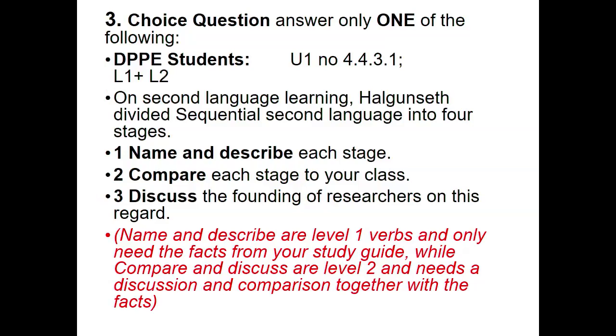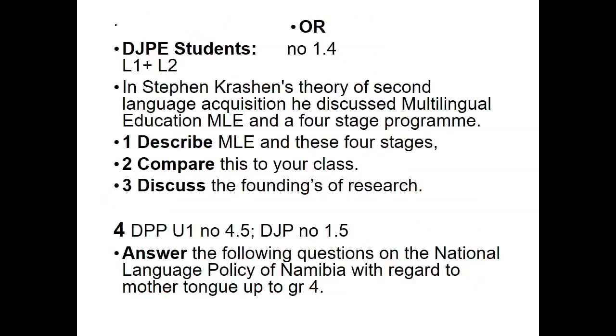Name and describe are level 1 verbs, and only the facts are needed. Compare and discuss are level 2 verbs and need a discussion and a comparison together with the facts. If you don't compare and you don't discuss, you will only receive half the marks of the question. Remember that. Or, for the DJP students in number 1.4, level 1 and level 2, you will see the 2 questions are set in a similar way, but with different facts.